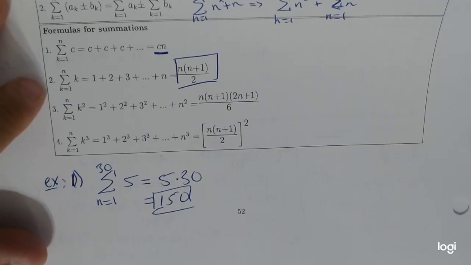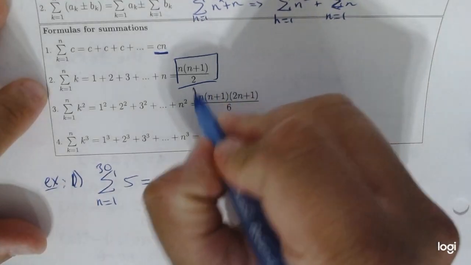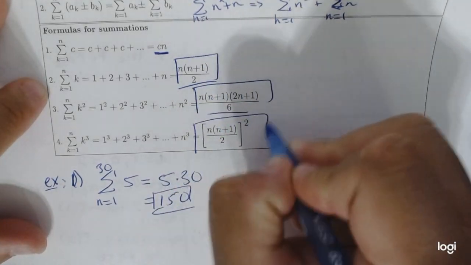Okay, so basically what we're going to do now is we're going to use these to help ourselves out. We're going to use these portions to find the sums of new stuff.